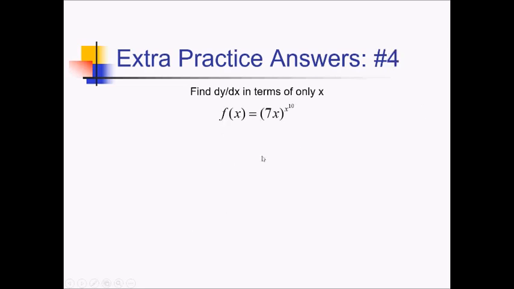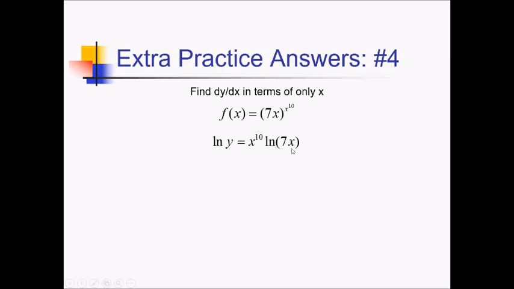On this one, we're trying to figure out the derivative of 7x to the x to the 10th. Since I have variables in both the base and the exponent, I need logarithmic differentiation. So I'll start by taking the ln of both sides, and I'll think of this as a y over here. So I've got ln of y equals, and now this x to the 10th pops out in front. So we have x to the 10th times the ln of 7x.